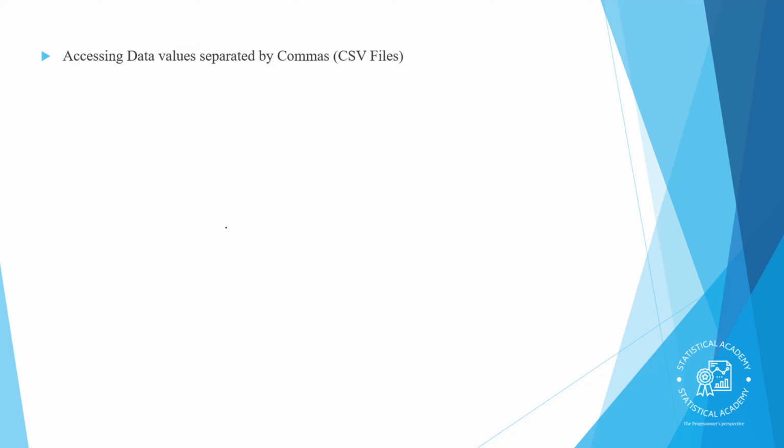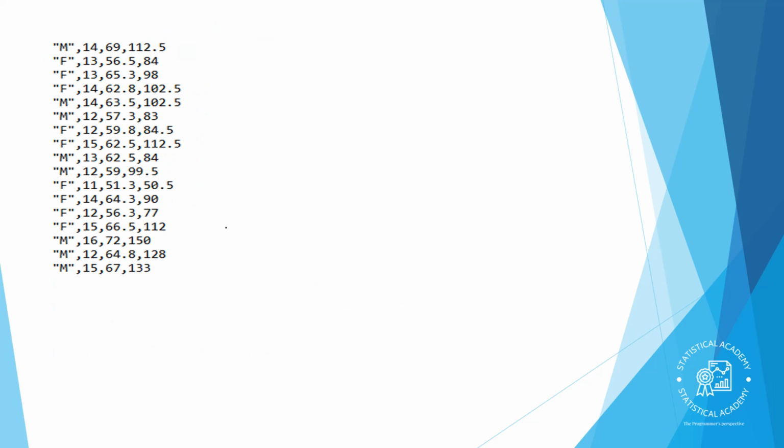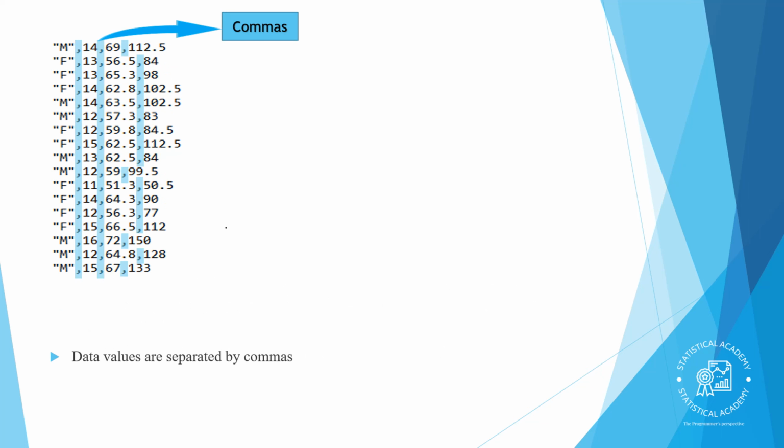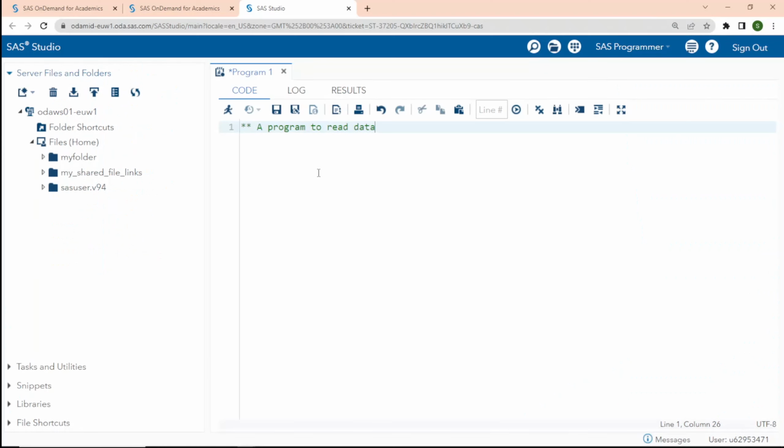A common way to store data on Windows platforms is in comma-separated values, CSV files. They may or may not enclose character values in quotes. The file class.csv contains values representing gender, age, height, and weight. Values are separated by commas and the character value gender is enclosed in quotes as shown here. We will write a program to read this file and create a dataset. A program to read data from a CSV file.